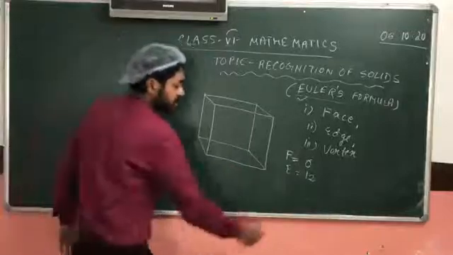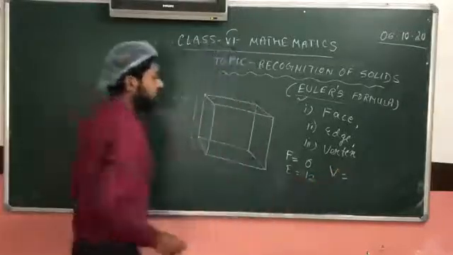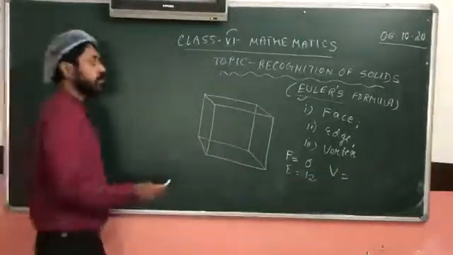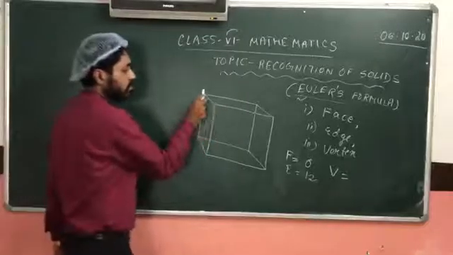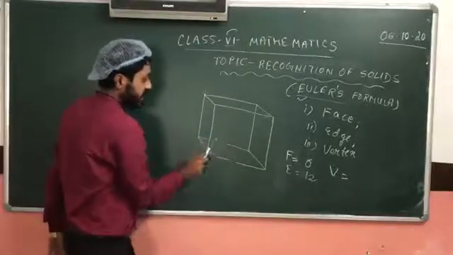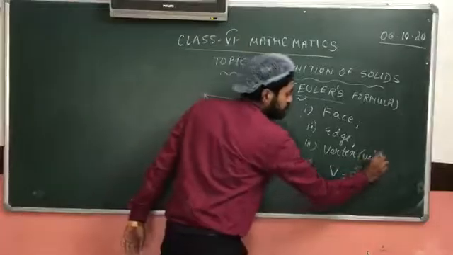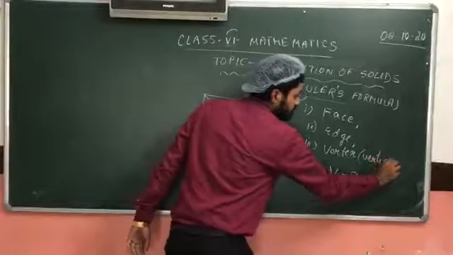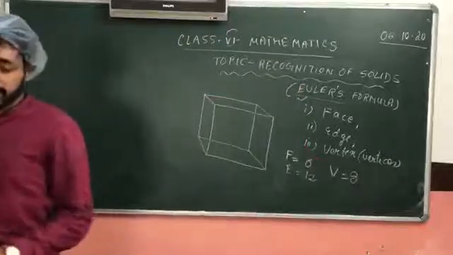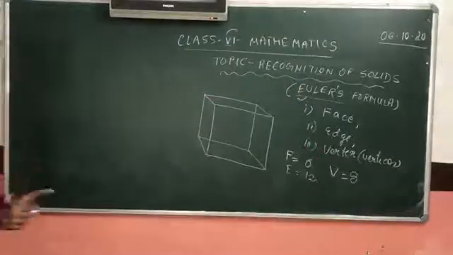What are vertices? Vertices are the corners or the points where two edges meet. So 1, 2, 3, 4, 5, 6, 7, 8. There are 8 vertices. The plural of vertex is vertices. So this is the calculation that we need to do.